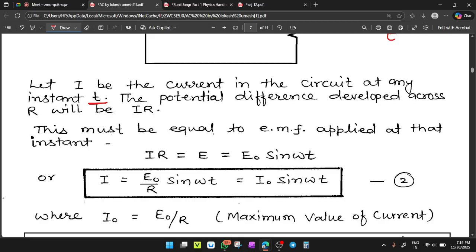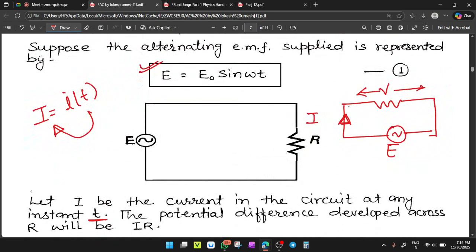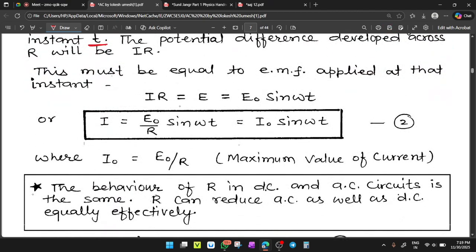This must be equal to the EMF applied at the instant, as these two are in parallel. Yes or no? So the potential difference across this resistance will be equal to the EMF applied, because in parallel the voltages will be equal. Clear? So if the current I is flowing through here and the resistance is R, then the potential difference across the conductor becomes I into R. Okay. So I is the time varying current and R is the resistance. So as it is in parallel with the battery, this IR will be equal to E, which equals E naught sin omega t.